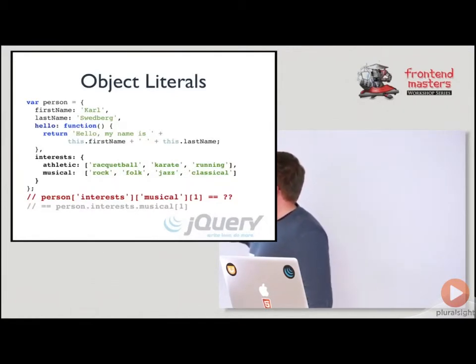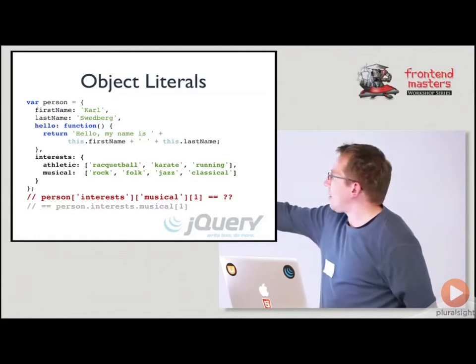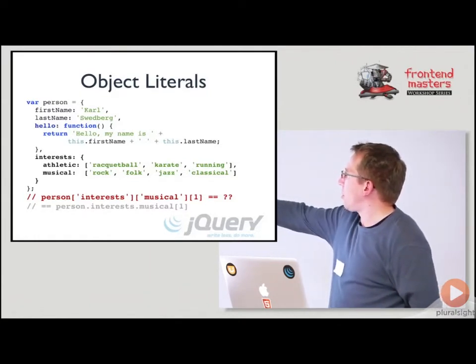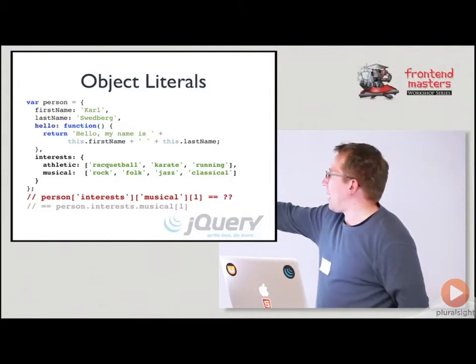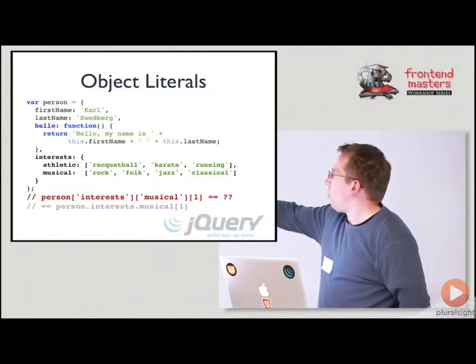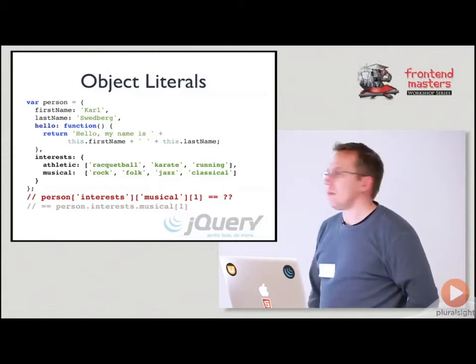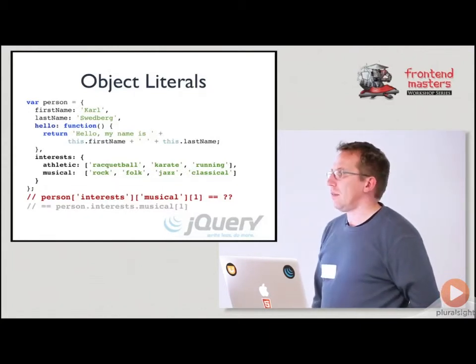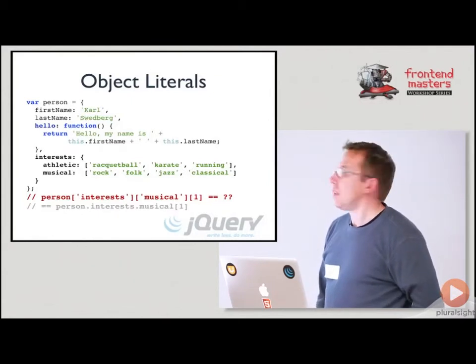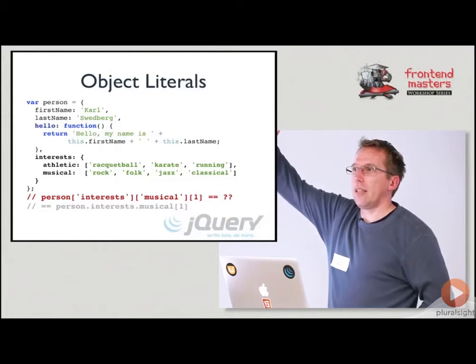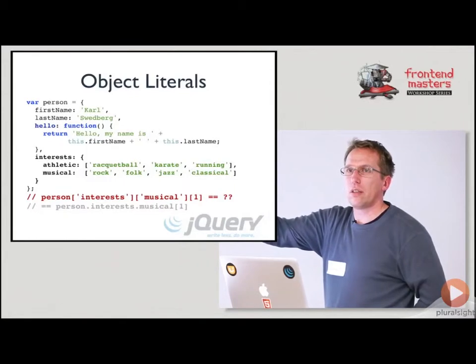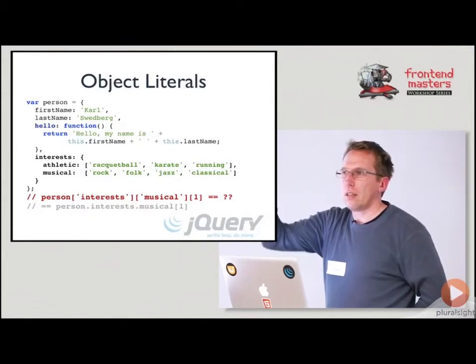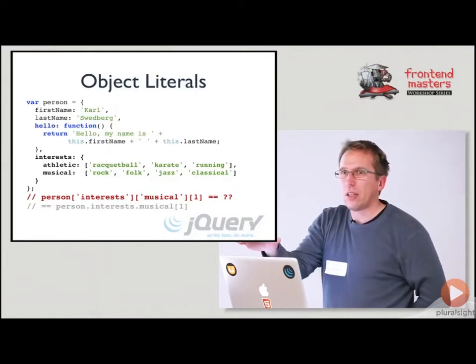What does this equal? Those two things down at the bottom, person.interest.musical[1] with array notation and with dot notation, are equivalent. They're basically asking for the same thing. So what will that equal? Anybody? Folk. Yep. Does anybody not see how it's folk? Raise your hand or something, if you're not quite sure, because I want everybody to follow.